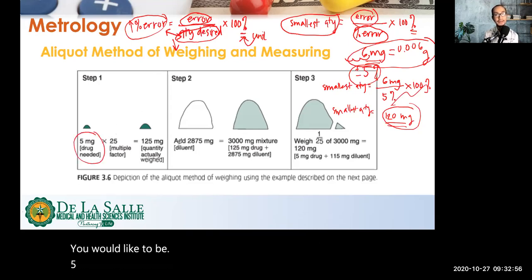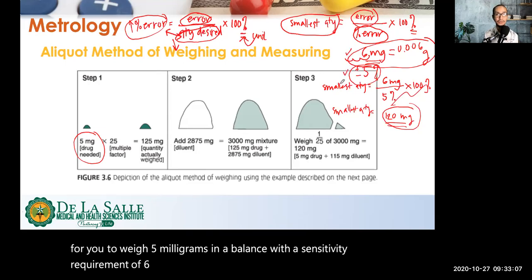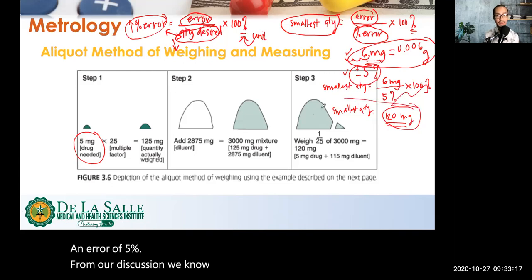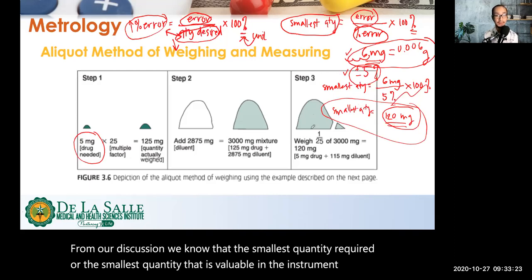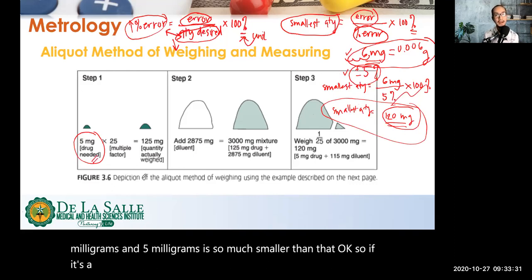You would like to weigh 5 milligrams of the drug. Is it possible for you to weigh 5 milligrams in a balance with a sensitivity requirement of 6 milligrams, and you don't like to exceed an error of 5%? Well, from our discussion, we know that the smallest quantity that is weighable in the instrument is 120 milligrams, and 5 milligrams is so much smaller than that. Meaning to say, 5 milligrams cannot be weighed in the balance.